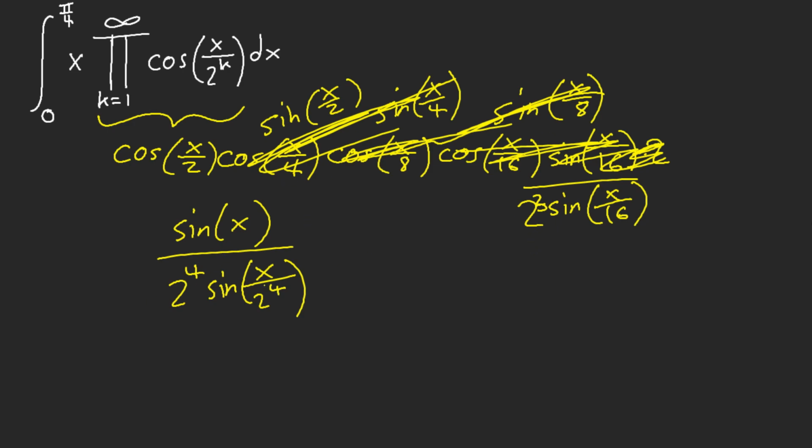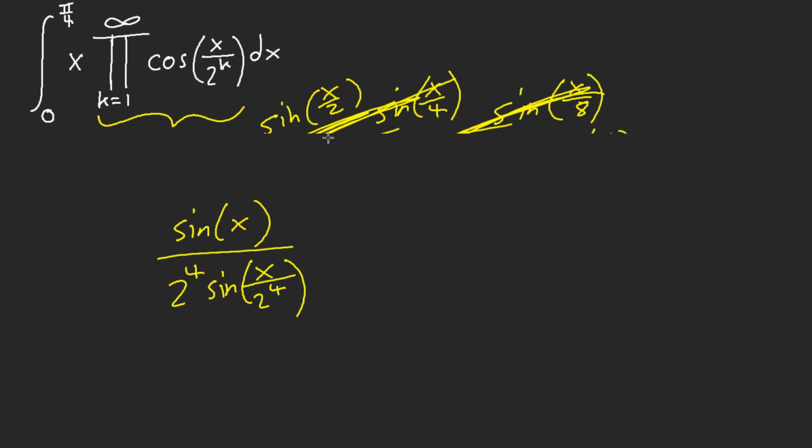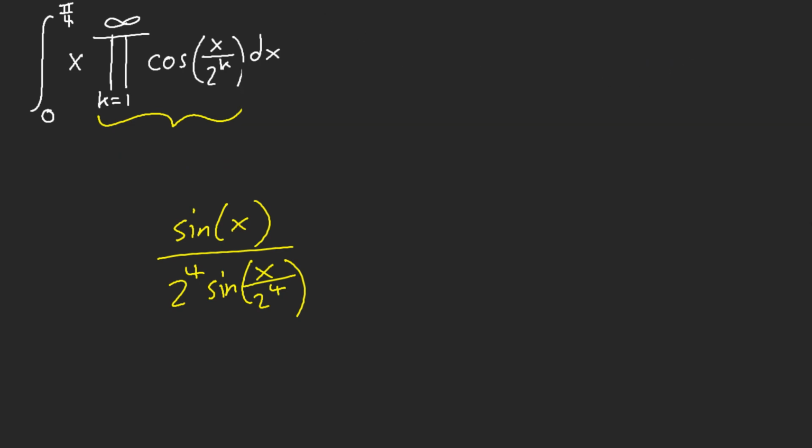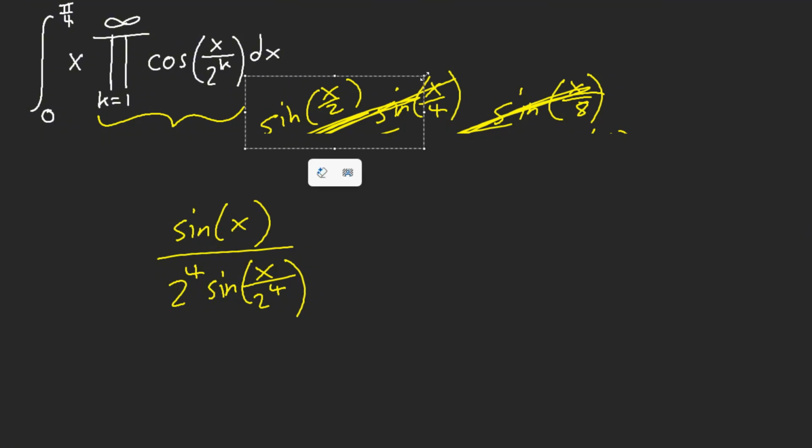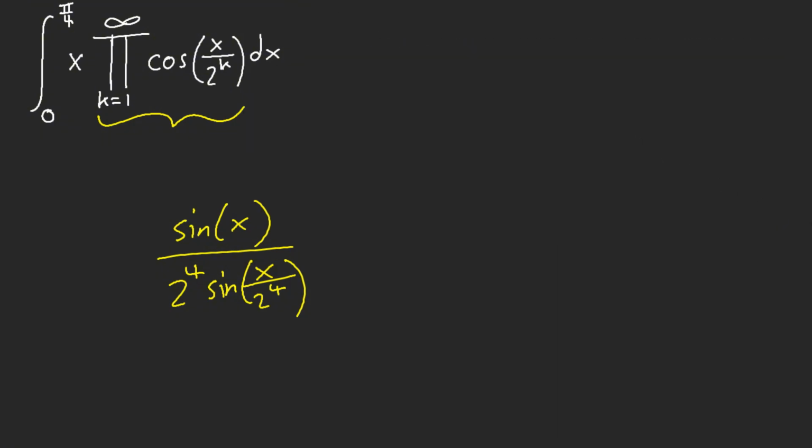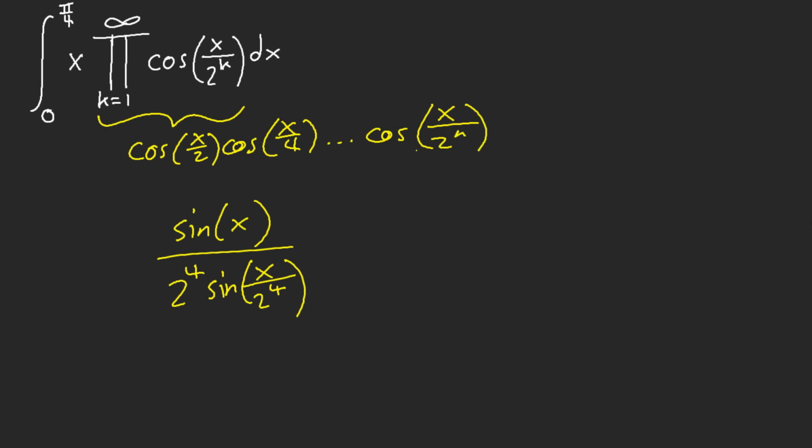Just by this example, we know a generalization immediately. We know that if we apply the same thing for n numbers, for cosine x over 2, cosine of x over 4, all the way to cosine x over 2^n, notice that we can do the same thing here. So now this with this is equal to sine of x over 2^n of sine of x over 2^n.